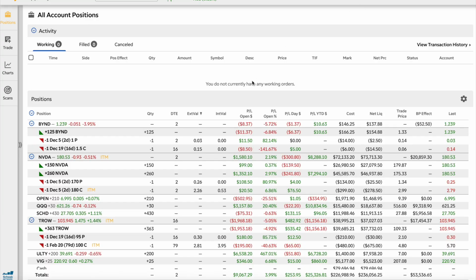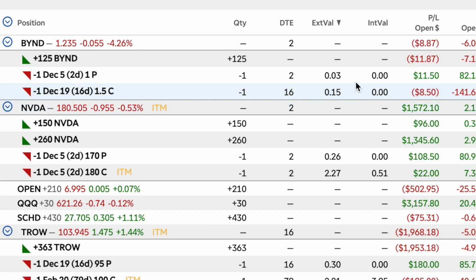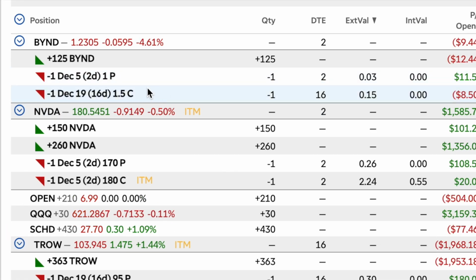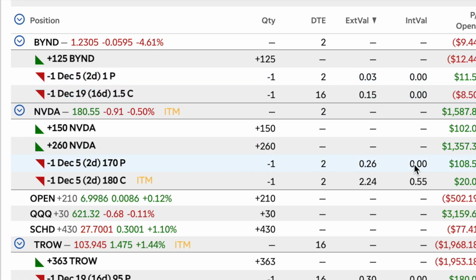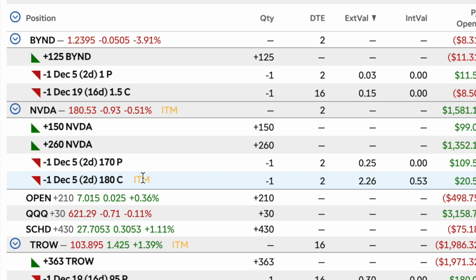And now we can see that options that are out of the money have 0 intrinsic value. And the extrinsic portion of the contract is the part that will erode away with the passage of time. This put, this call, and this put all have 0 in the intrinsic value column. But this $180 call has both intrinsic and extrinsic value.